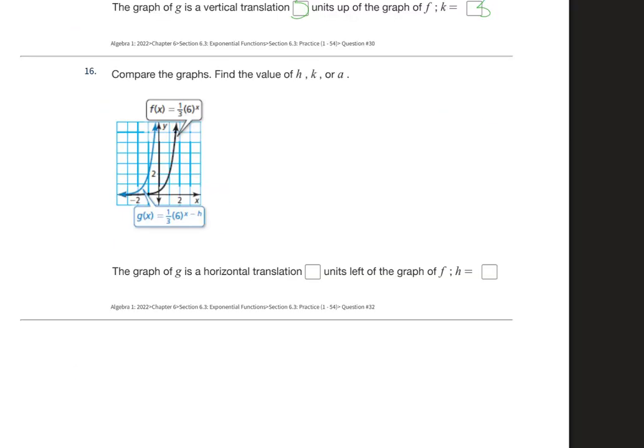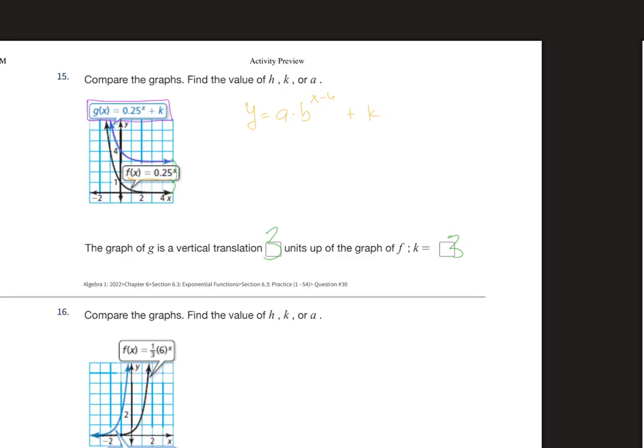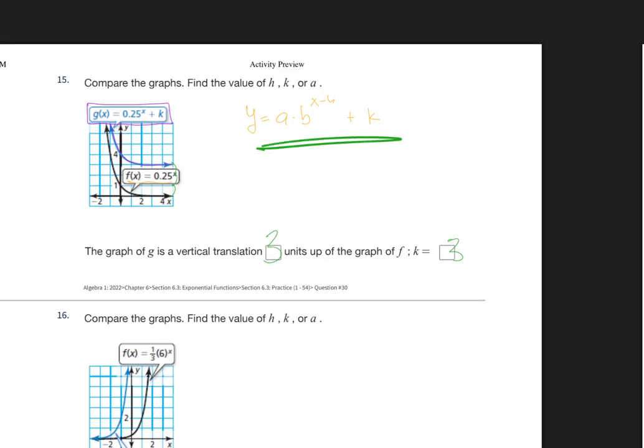Compare these graphs. So again, the point of writing this out was to say this moves left and right. It's the x direction. This moves up and down. It's the y direction. And then a was our initial value. So I'm going to put IV for right now for initial value.